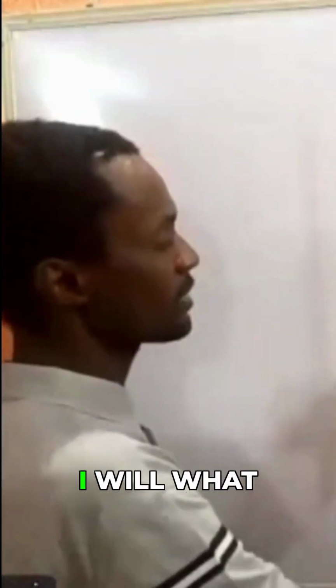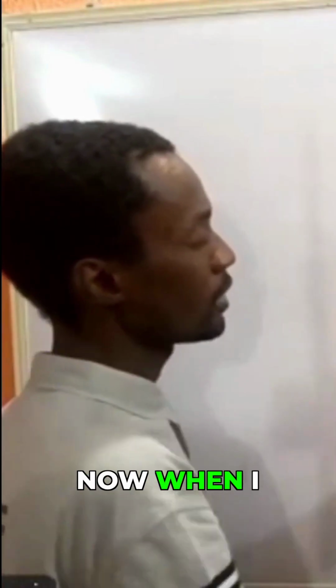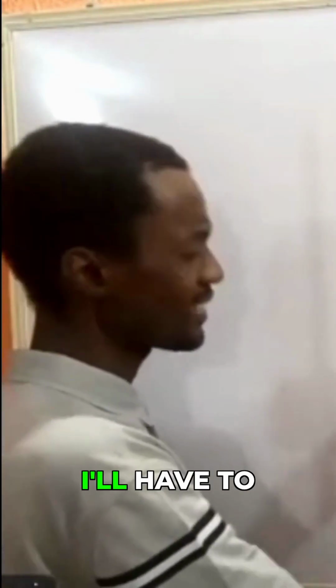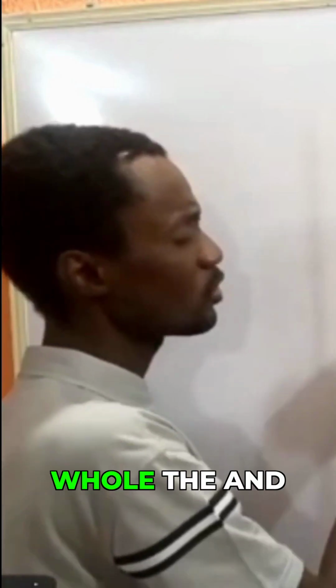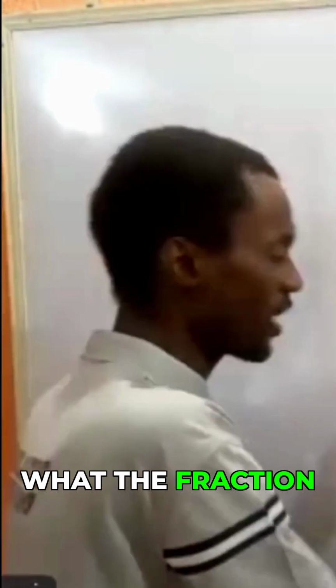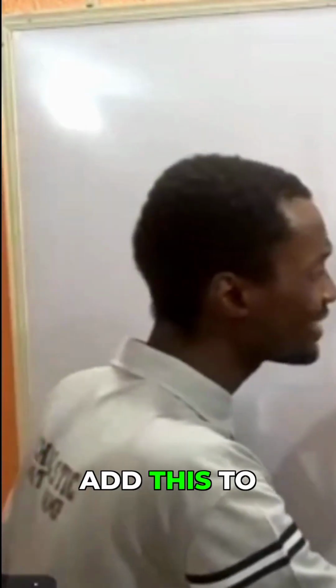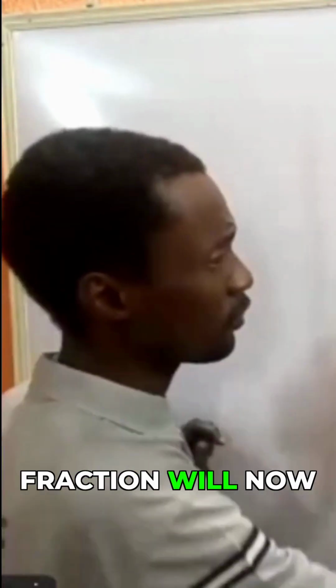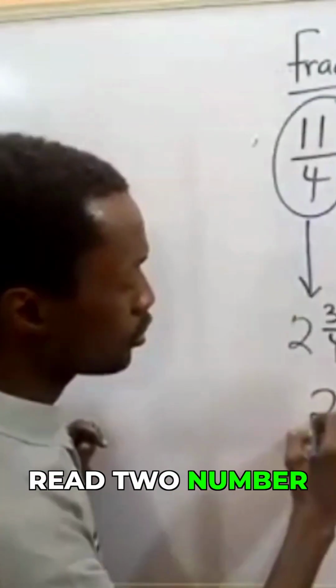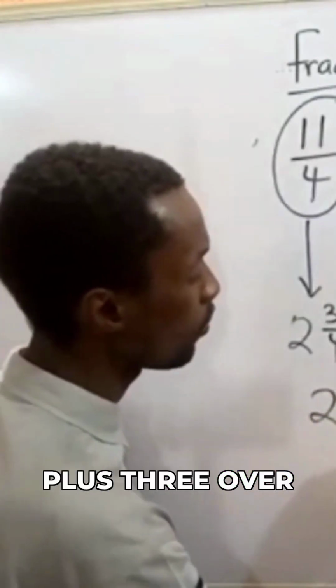I'll have to rewrite this. I will get what? 2 whole number 3/4. Now, when I want to add, I'll have to break this into the whole number part and the fraction part. So after I've gotten this, I can now add this to this. So this will now read 2 whole number 3/4 plus 3/4.